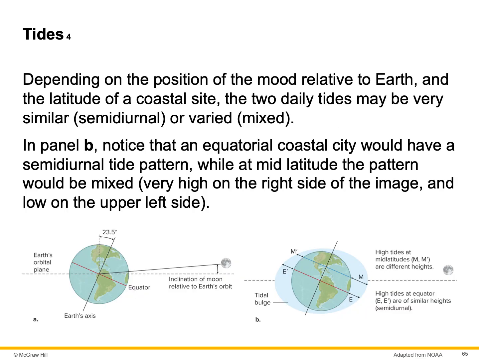Depending on the position of the moon relative to Earth and the latitude of a coastal site, the two daily tides may be very similar, semidiurnal, or varied, mixed. In panel B, back here, notice there's an equatorial coastal city that would have a semidiurnal tide pattern, while at mid-latitude the pattern would be mixed, very high on the right side of the image and low on the upper left side.